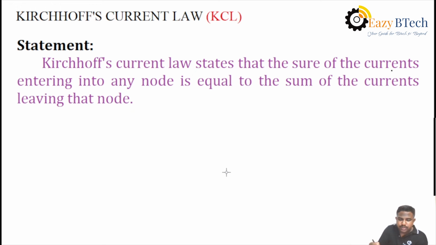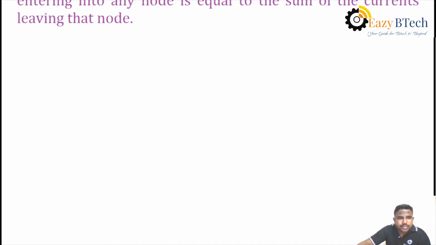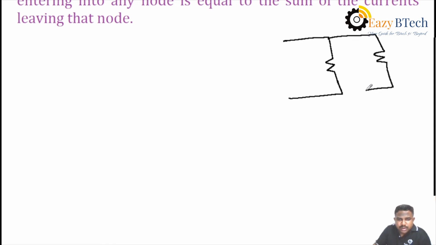For example, we can take a parallel circuit. KCL you can apply in the case of a parallel circuit, and similarly KVL can be applied in the case of a series circuit. For example, consider a parallel circuit with two elements connected to a voltage source V.